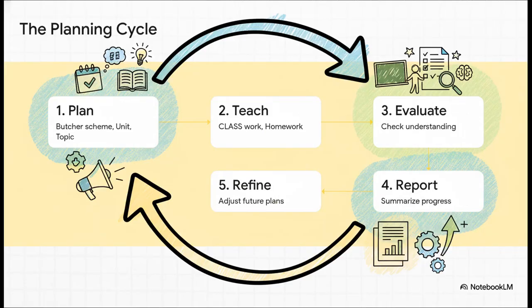So when you put it all together, you see it's not a straight line, it's a continuous loop. You plan, you teach, you evaluate. Then you report on that progress. And here's the most important part. You use what you learned during your evaluation to refine your plans for next time. What you see your students struggling with today directly informs how you'll plan your lesson for tomorrow.